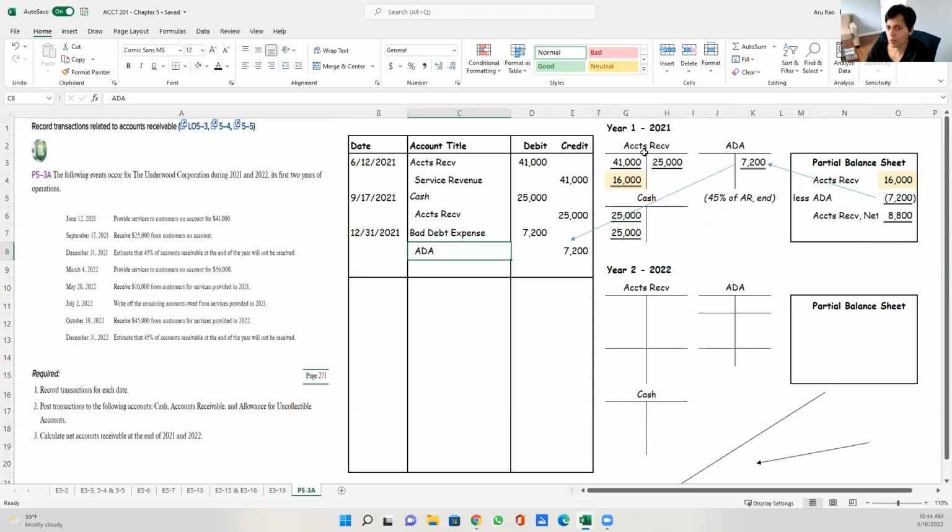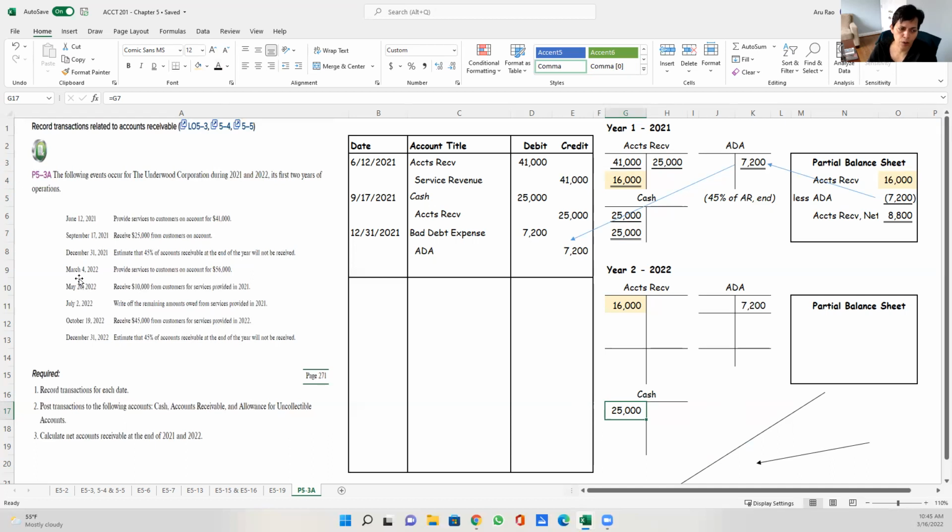Now, accounts receivable, allowance for doubtful account, and cash, these are all your permanent accounts. They are the balance sheet accounts. They carry over into the next year. So the 16,000 that I had over here comes into the next year, 16,000. That's the same 16,000 I'm bringing down over here. I had 7,200 over here, ending balance, I bring that down. Cash, I had 25,000. So I bring that as the beginning balance over here. Now let's see what happens in the second year of operations.